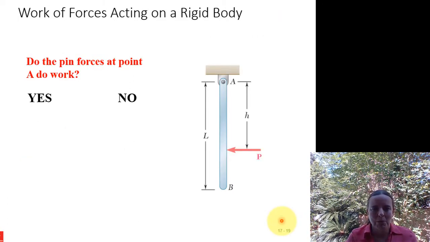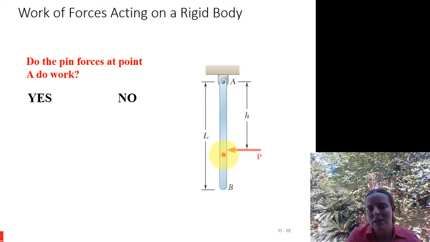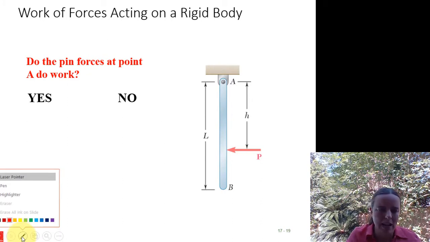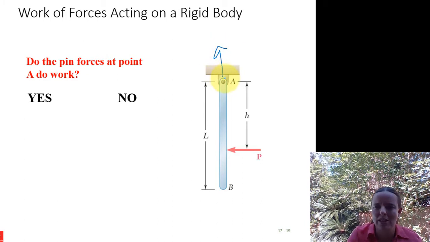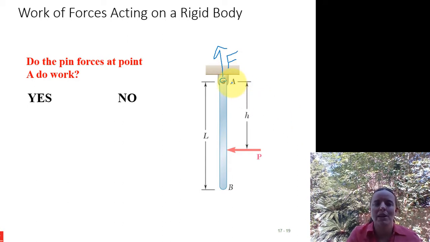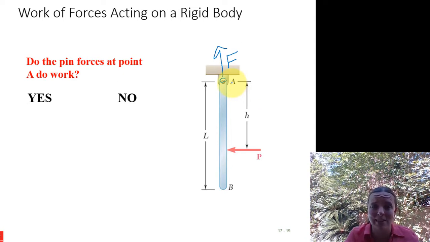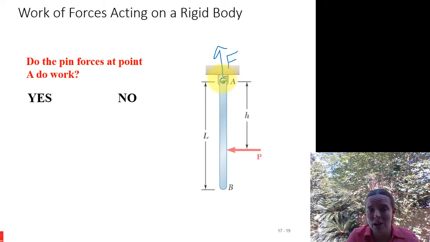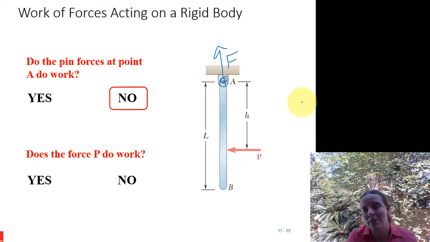Here's a couple of examples. Do the pin forces at point A do work? Okay, so we're looking right here at point A, and maybe this bar has a weight, and so there's a force going up at point A, right? So you have some kind of a force in the y direction. Does this force do any work? Well, remember, work has to have a displacement, and it's pinned in place at A. So this piece of the bar at A, it's not moving. It's just rotating. So for this piece, we'll say no, there's no displacement, so there's no work.